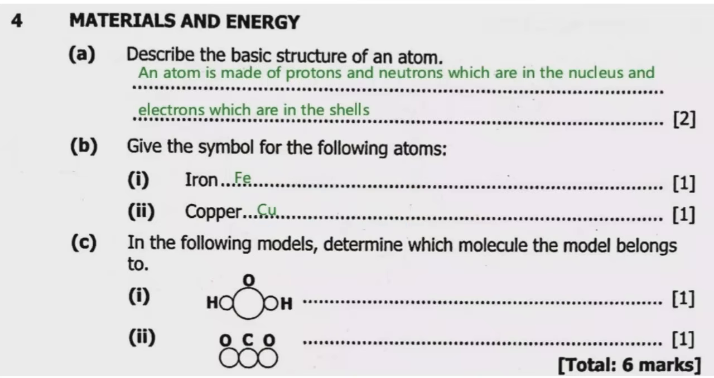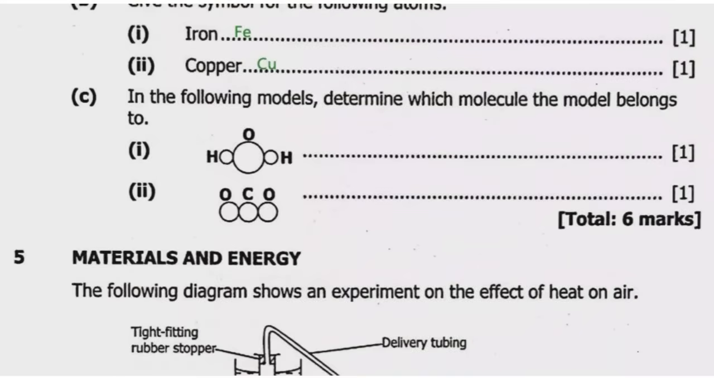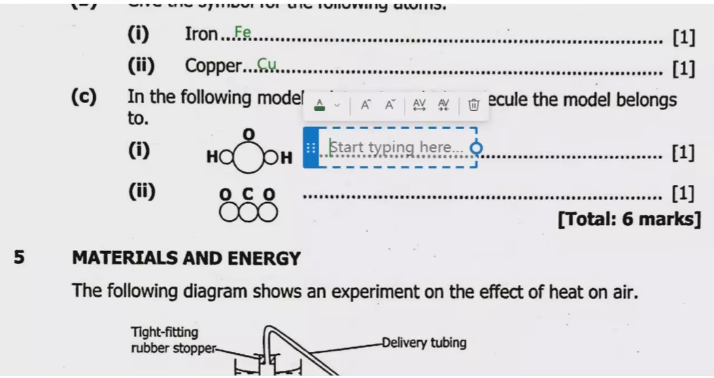Okay, now I want you to write for me a symbol for hydrogen. What is the chemical symbol for hydrogen? Okay, we come to question 4c, which is: in the following models, determine which molecule the model belongs to. So we have got H2O. Two atoms of hydrogen react with one atom of oxygen. What are they going to make?